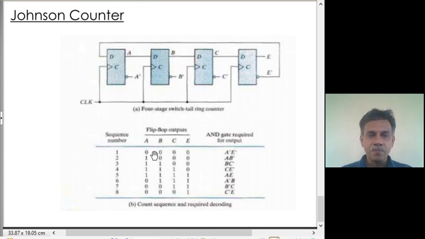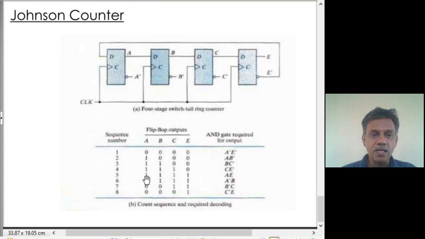If you look at the first one, A bar, E bar will be 1. Only for this row is A equal to 0 and E equal to 0; no other row satisfies this condition. So A bar, E bar can be used for that. The next row, 1 0 0 0, will have A equal to 1, B equal to 0, only for this. So A B bar can be used to designate 2. For 3 it is B C bar. Then for the next one it is C E bar.